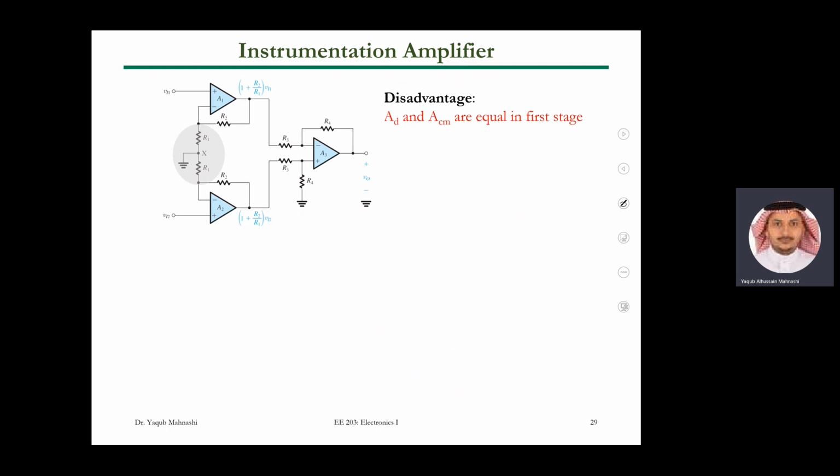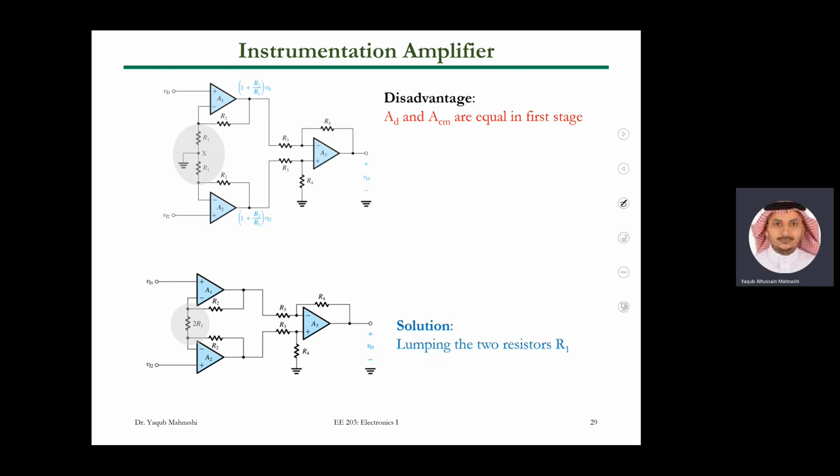Now, to solve this issue here, what the inventor of the instrumentation amplifier did is a very simple solution: just lumping these two resistors as one resistor instead of having them in two different grounds. So this is the solution. And if you do this, you are sure that you are taking the difference, then you are amplifying. Okay? Not amplifying in the first stage, then taking the difference in the second stage. Tamam?